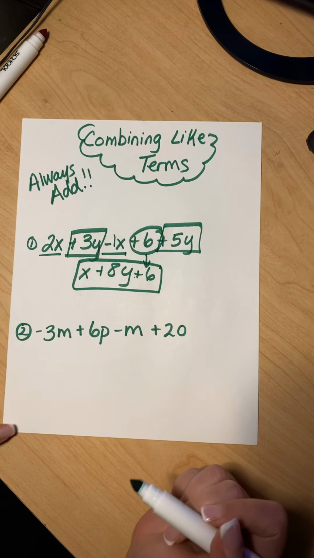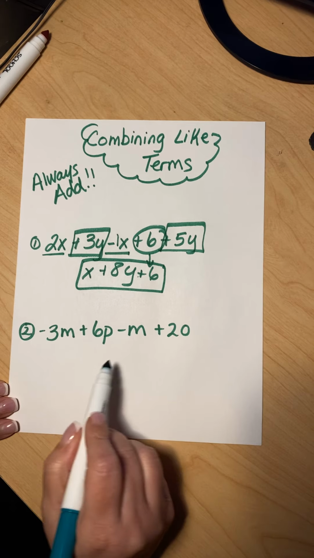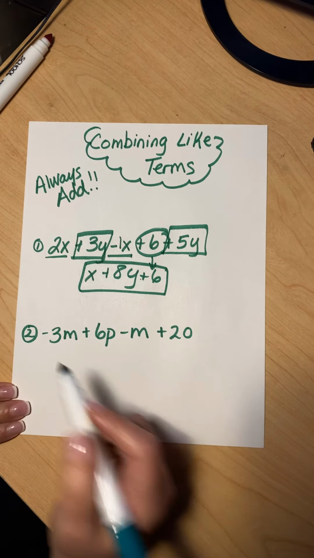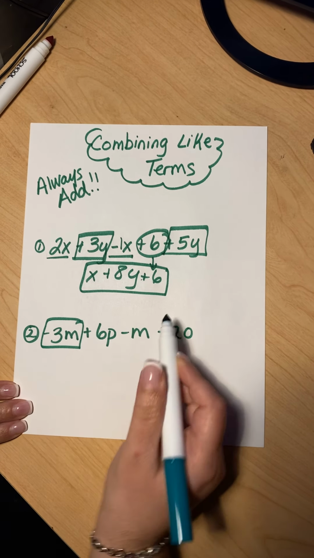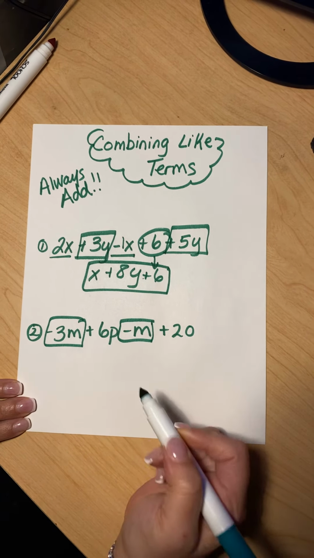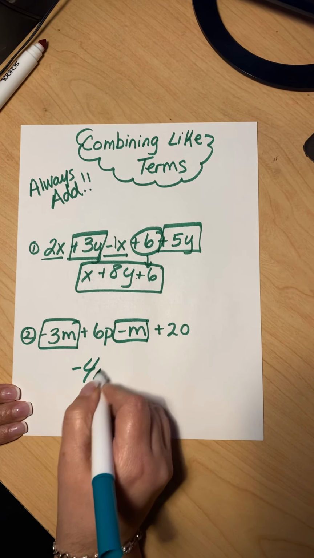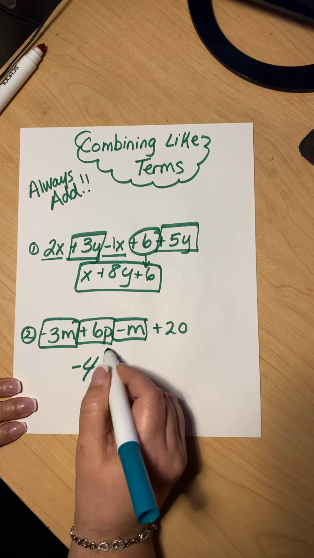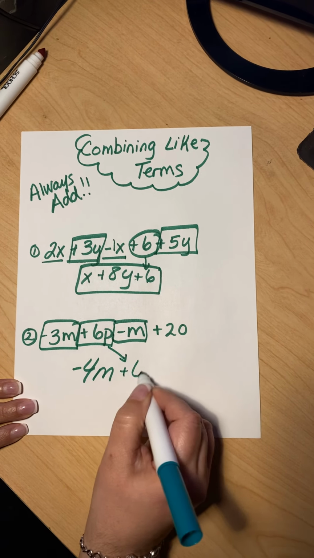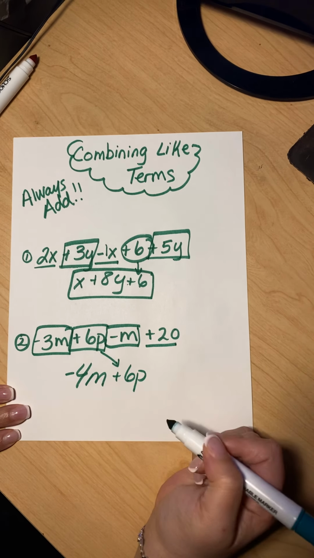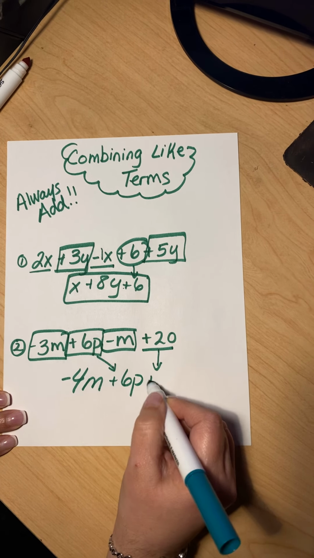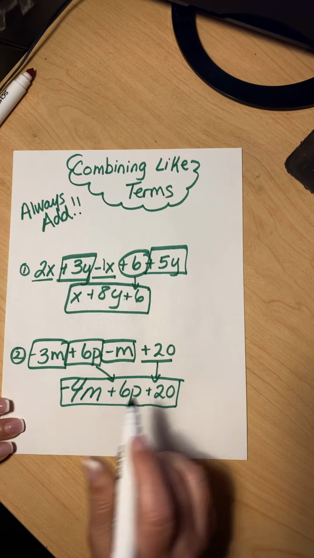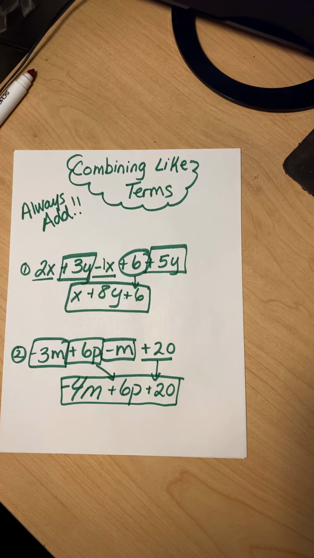Let's look at the second example. Negative 3m plus 6p minus m plus 20. Let's combine our m's first. Negative 3m plus negative m gives me negative 4m. Positive 6p doesn't have anything to match with, so I'm just going to bring it down. And my 20 doesn't have anything to match with, so I'm just going to bring that down. And again, that's my final answer because this is an expression, not an equation.